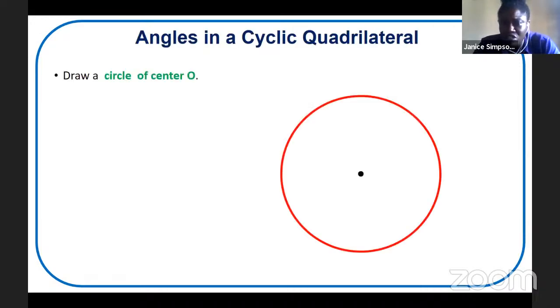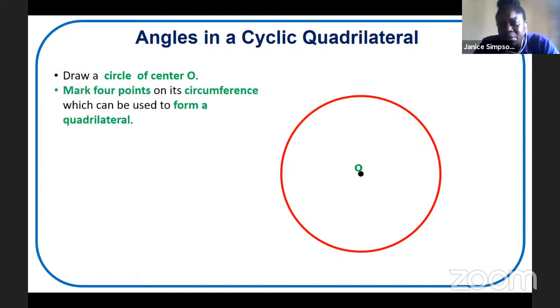All right, so we're going to draw our circle with center O, and then we're going to mark 4 points on the circumference of the circle. And where we have placed our points, it doesn't mean that you have to put yours there, because the property will still hold. That's a nice thing about math. All right, so we're going to put our 4 points so located. So we're going to put P, Q, R, and S at these 4 points.